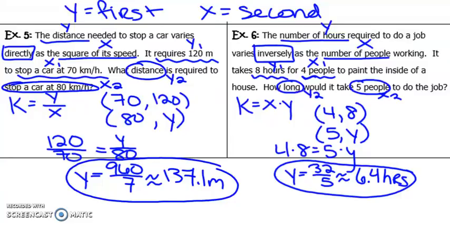So again, I know we like fractions in algebra, but make sure you read the problem and it makes sense. And again, think about the inverse. The more people you have, the less time it takes to do something. So my number of hours for 5 people should be less than my number of hours for 4 people.